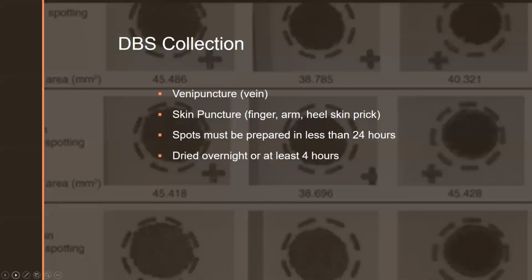You can actually get DBS collection from a venipuncture from the vein. So if you're taking a larger sample, you can also send off some of it as a DBS just by aliquoting, for lack of a better word, from that larger sample. But typically we see it in skin punctures, whether that be the finger, arm, or the heel, it's typically a skin prick. And spots usually have to be prepared in less than 24 hours. And again, we already mentioned dried overnight or at least for 4 hours.